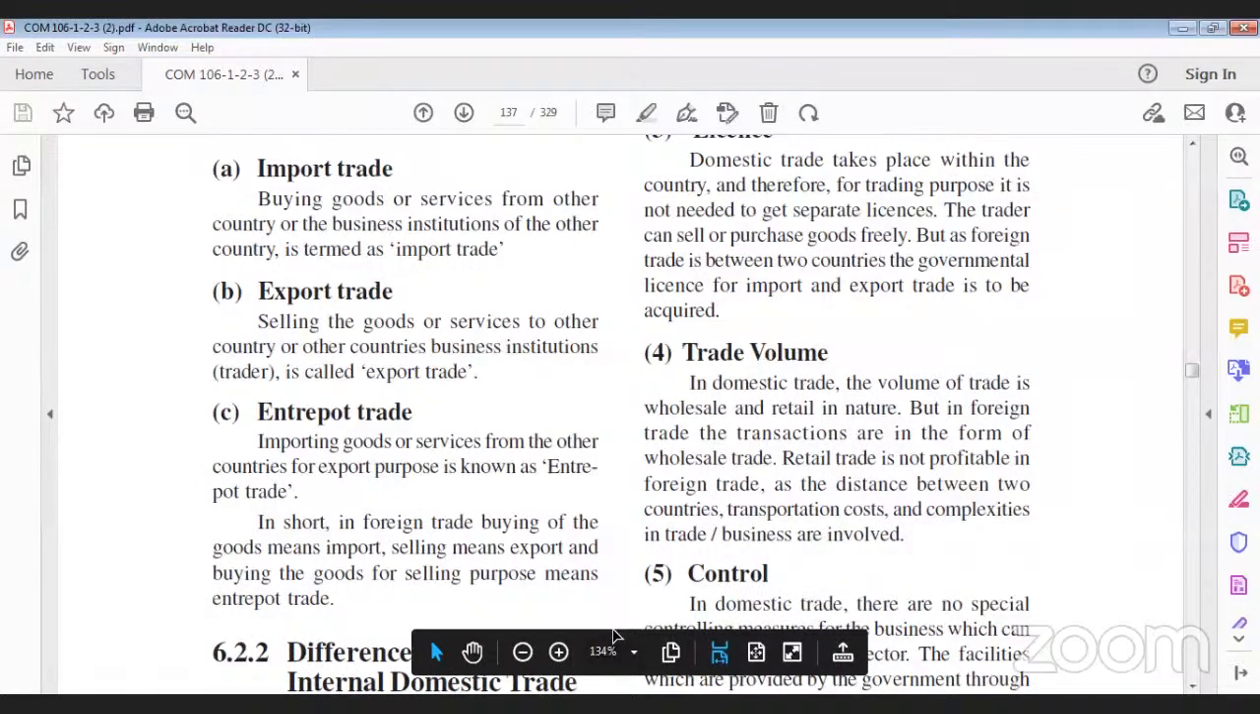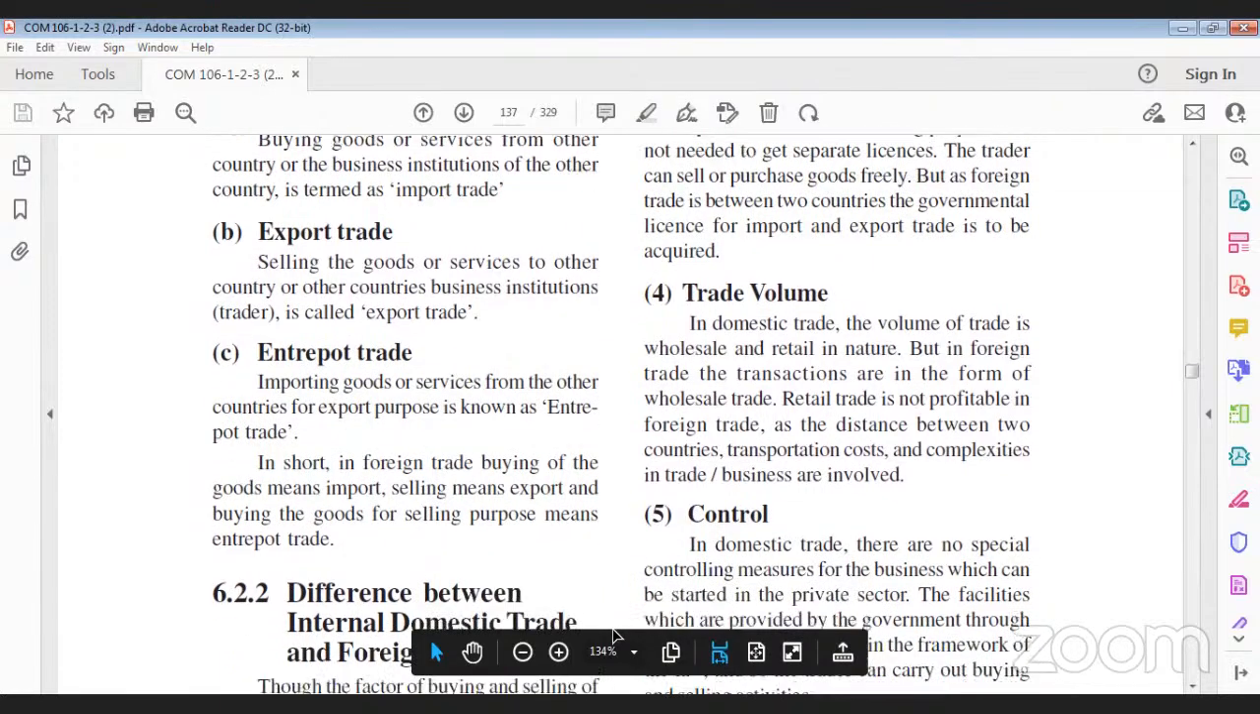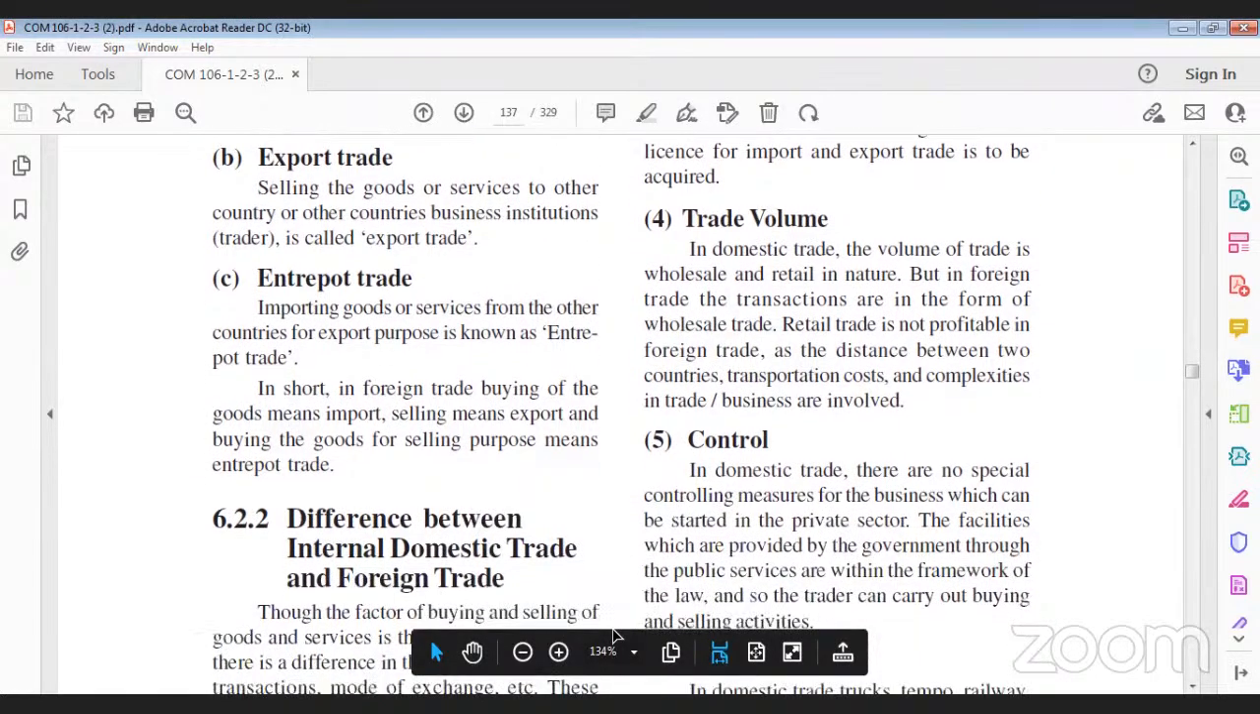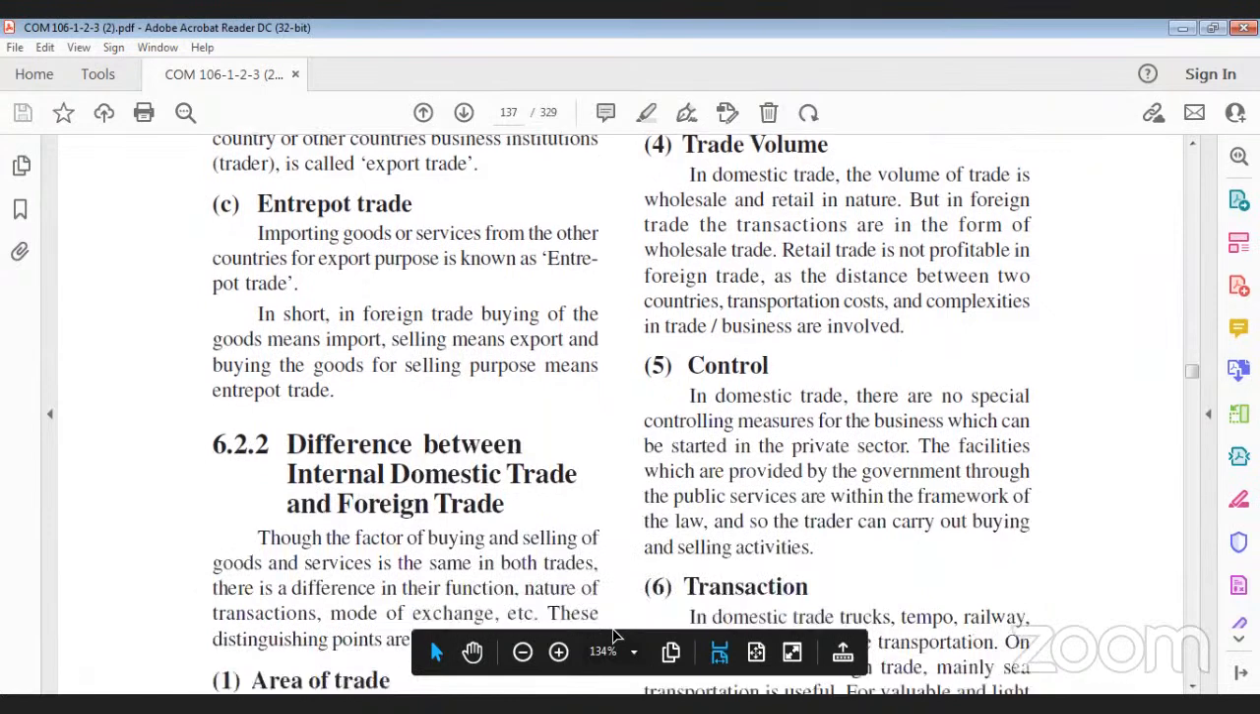Retail is not profitable in foreign trade as the distance between the two countries, transportation costs, and complexities in the trade business are involved. Then the fifth point of difference is that of control. In domestic trade, there are no special controlling measures for a business which can be started in the private sector. The facilities which are provided by the government through public services are within the framework of laws only. While the trader can carry out the buying and selling activities also.